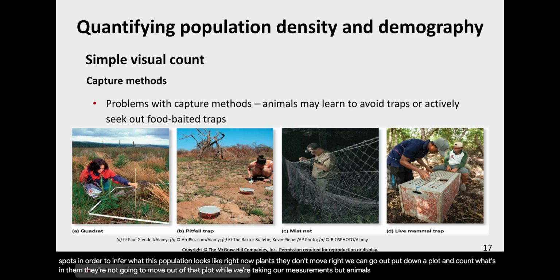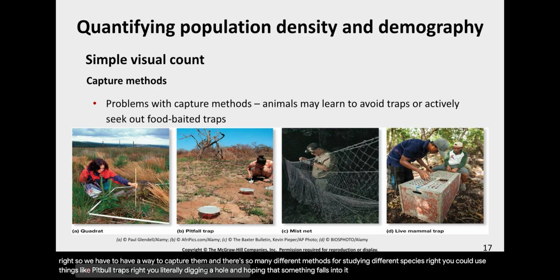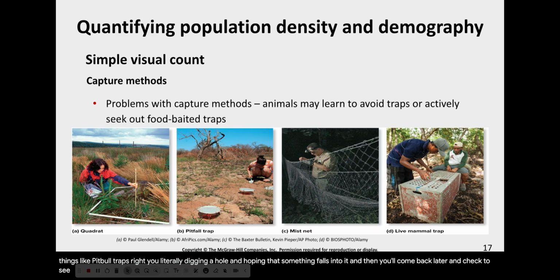But animals, insects, other organisms, they do move. So we have to have a way to capture them. And there are so many different methods for studying different species. You could use things like pitfall traps. You're literally digging a hole and hoping that something falls into it, and then you'll come back later and check to see what actually fell in that hole.